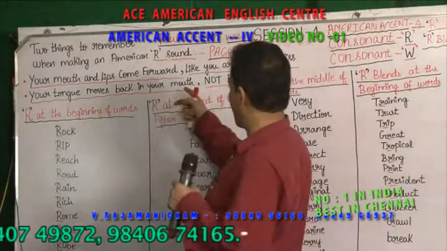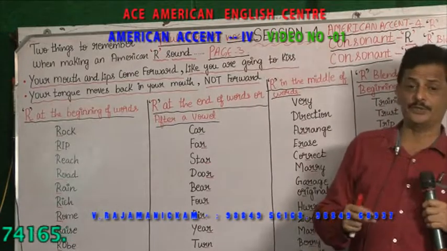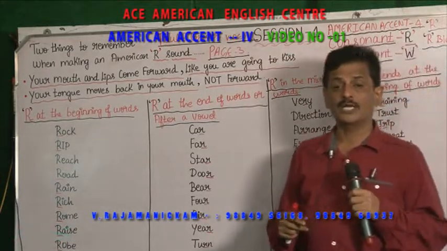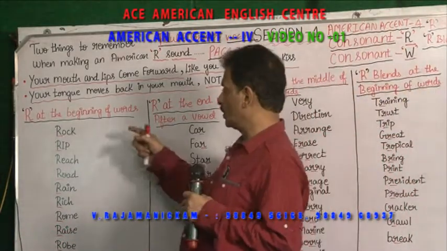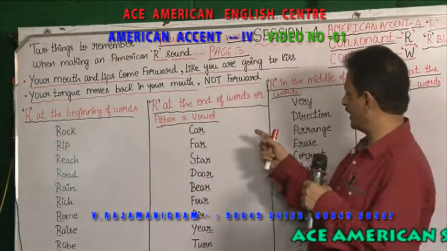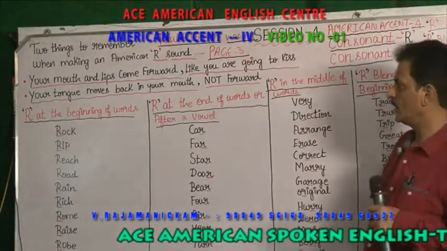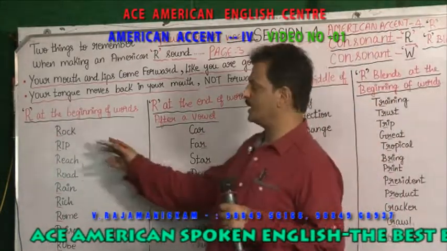Your tongue moves back in your mouth, not forward. Your tongue shouldn't go forward. Mind you, the tongue should go backward. Lips and mouth should go forward. So here, R at the beginning of a word, R at the end of the word, R in the middle of the word. All the R letters we have underlined.